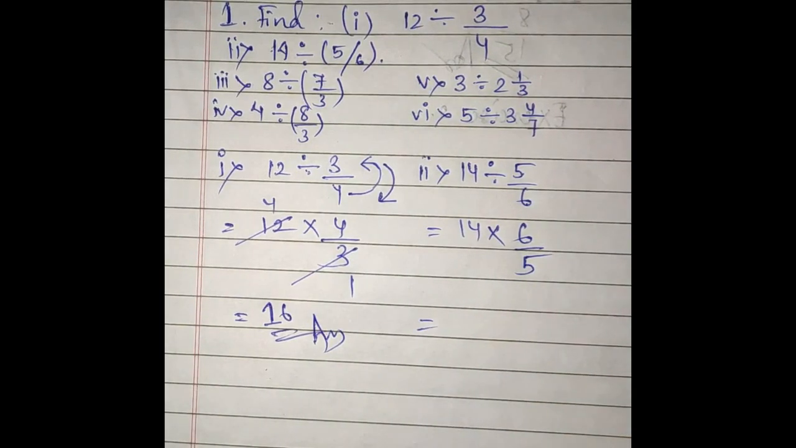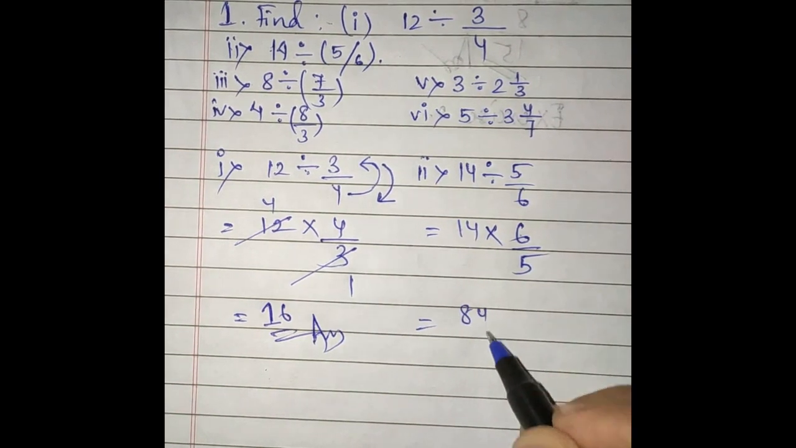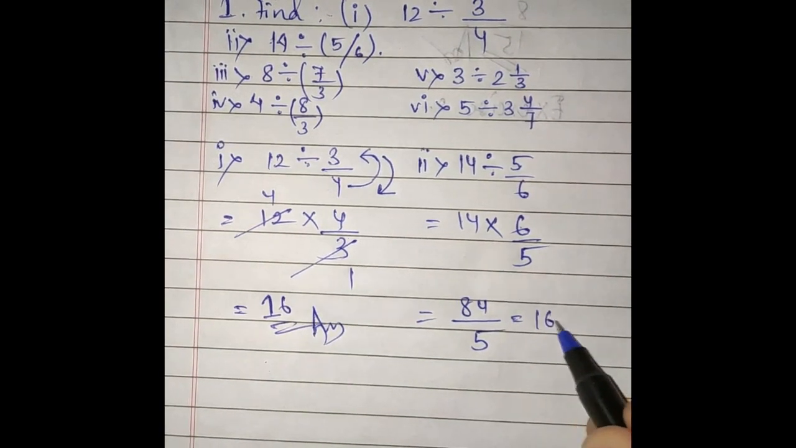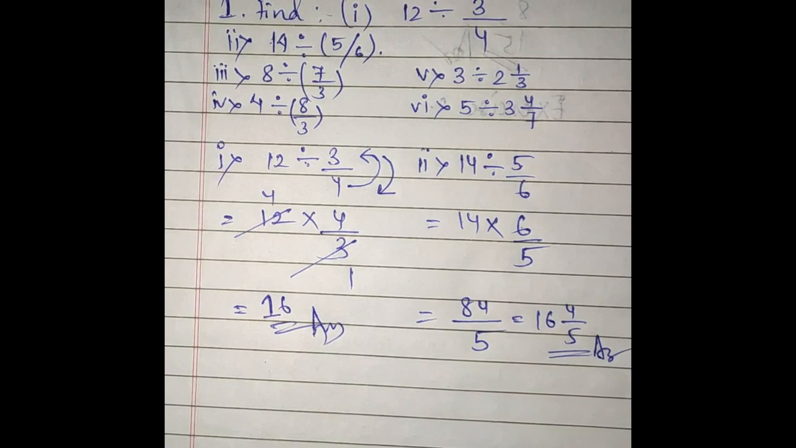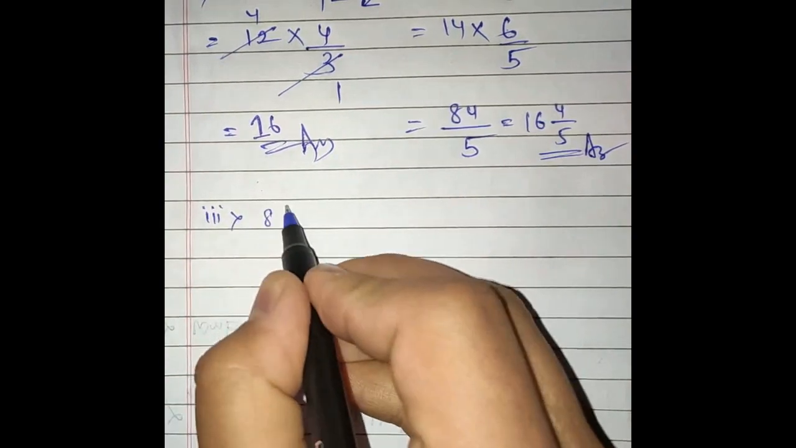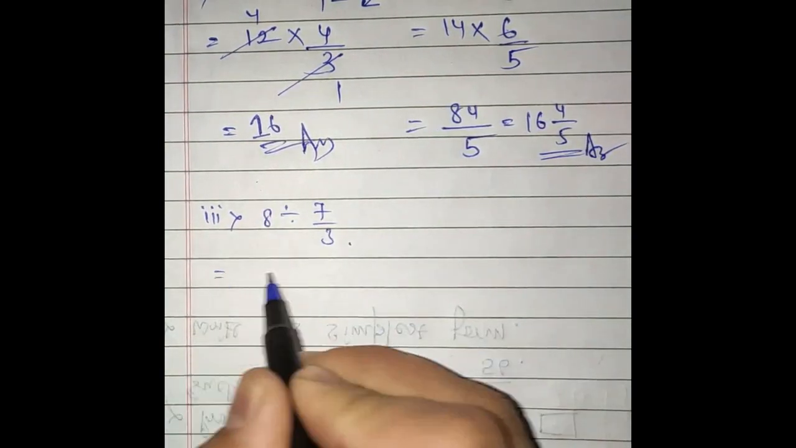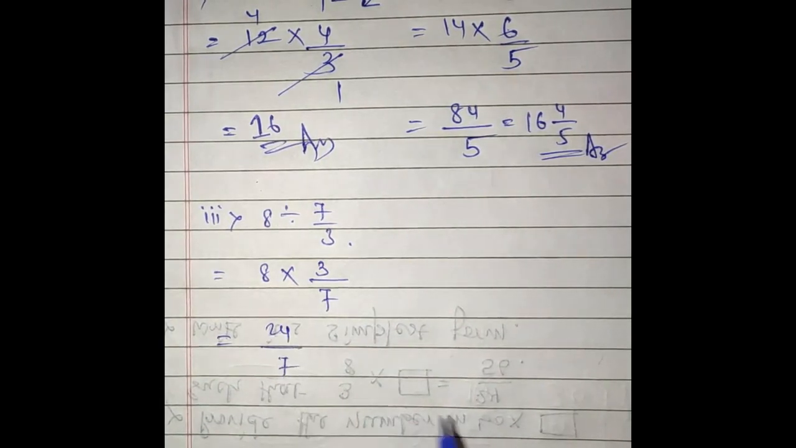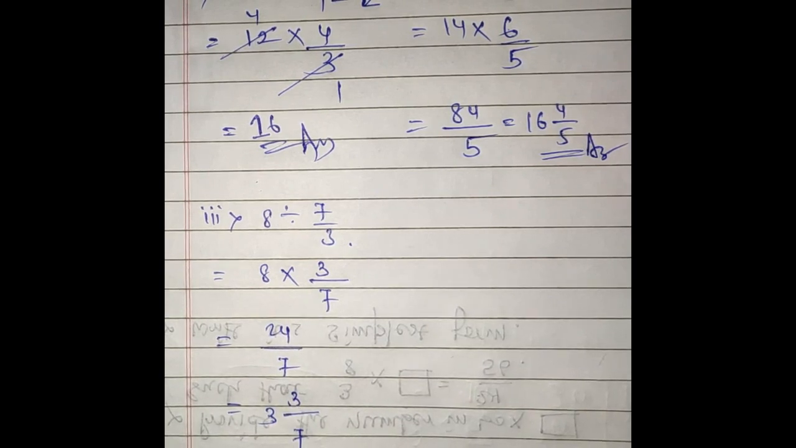Nothing can be cancelled here, so we will directly multiply. 14 into 6 is 84 divided by 5. So let us write this as a mixed fraction. It will be 16 whole 4 by 5. Okay, this is our answer. So let us proceed to question number 3. The question is 8 divided by 7 by 3. If you convert this, it will become 3 by 7, and 3 8s are 24 by 7. 7 3s are 21, 21 plus 3 is 24, 24 by 7, isn't it? So this is our answer.